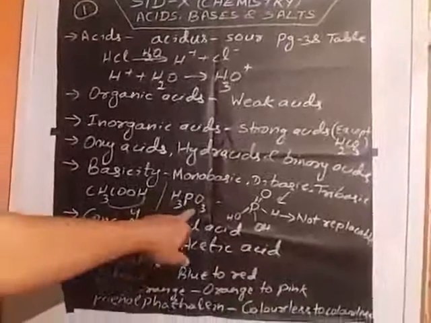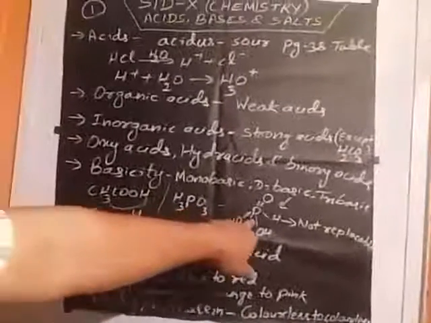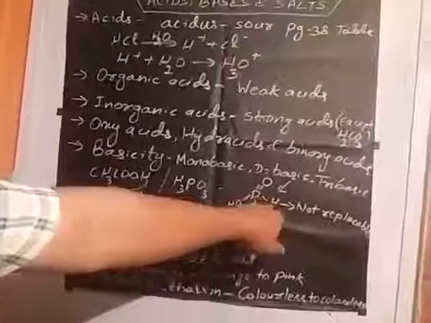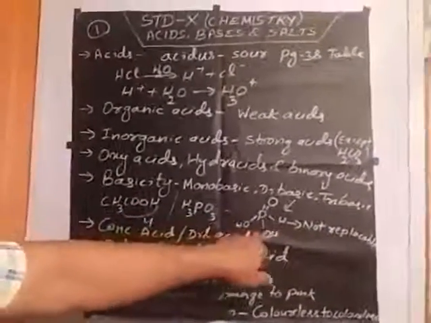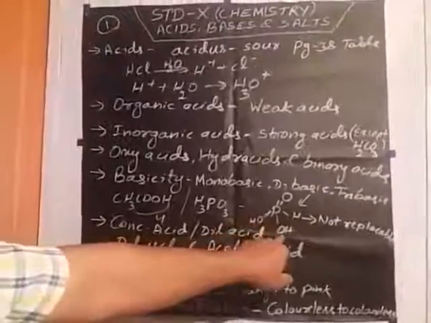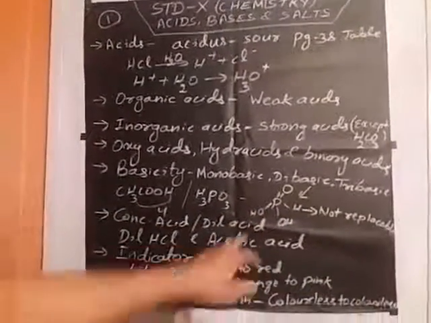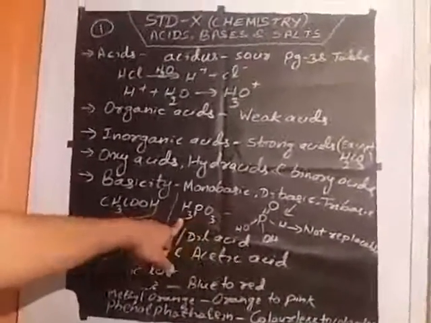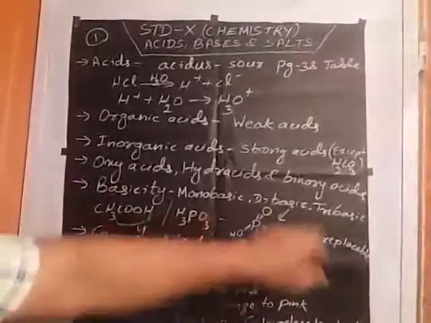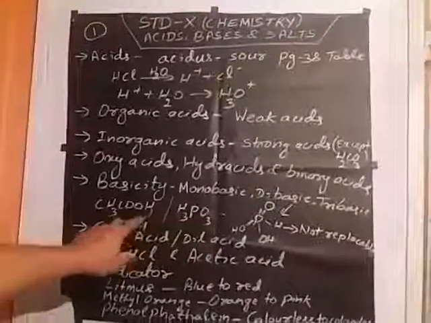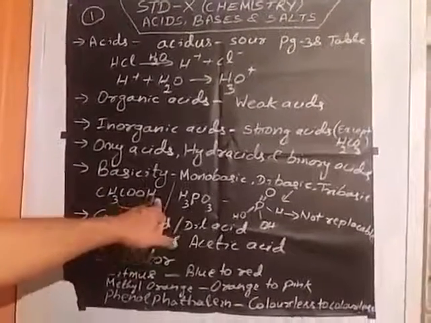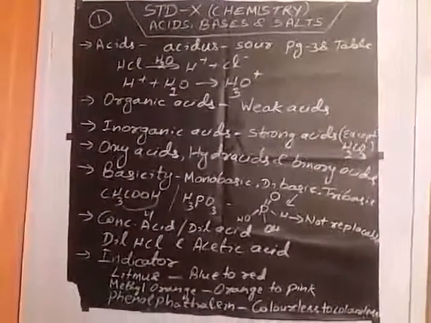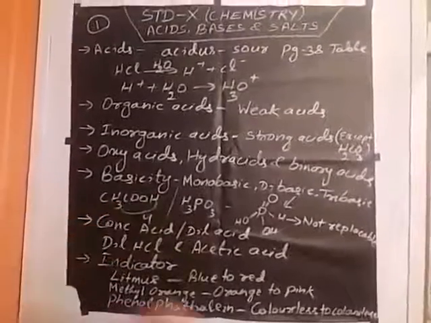But H3PO3 is a dibasic acid. See the structure: the hydrogen linked directly to phosphorus cannot be replaced, but the other hydrogens linked through hydroxide can be replaced. So though it contains 3 hydrogen atoms, it is a dibasic acid. In acetic acid, though it contains 4 hydrogen atoms, only 1 hydrogen can be replaced to form a hydrogen ion, so it is a monobasic acid.